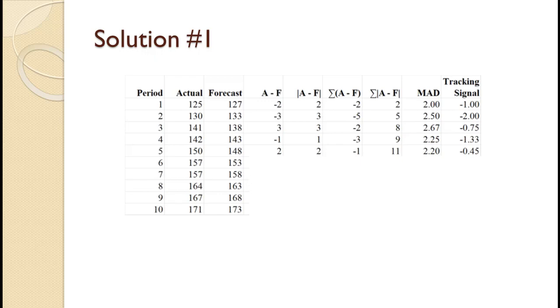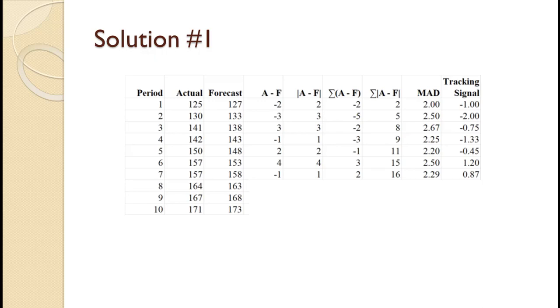equals negative 0.45. For period 6, 157 minus 153 equals 4. The absolute value of 4 is 4. The cumulative A minus F is negative 1 plus 4 equals 3. The cumulative absolute value A minus F is 11 plus 4 equals 15. The MAD is the cumulative absolute value A minus F value of 15 divided by 6 equals 2.50. Finally, the tracking signal is the cumulative A minus F value of 3 divided by the MAD of 2.5 equals 1.20.